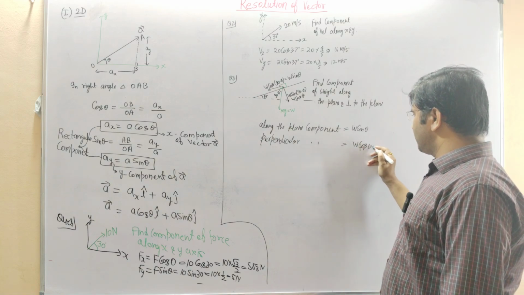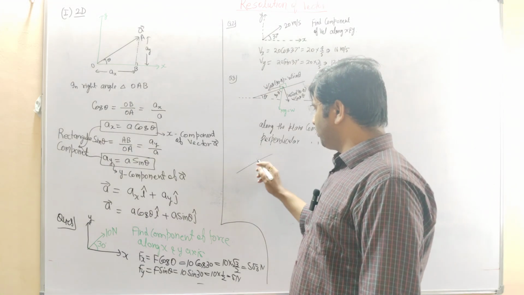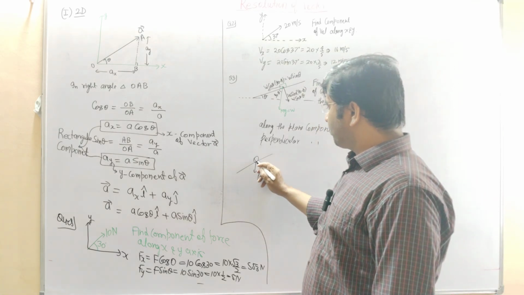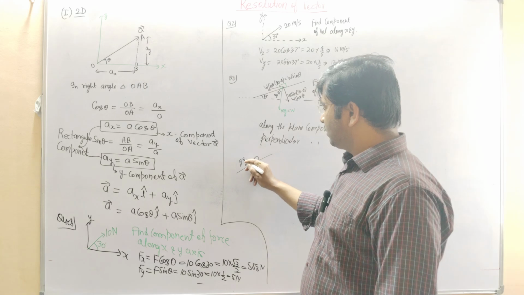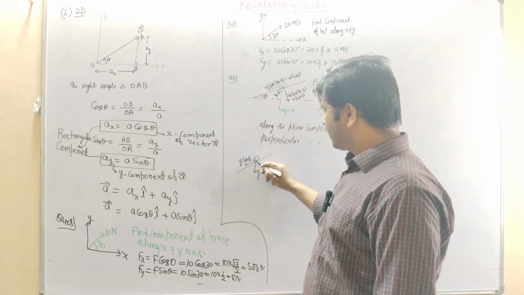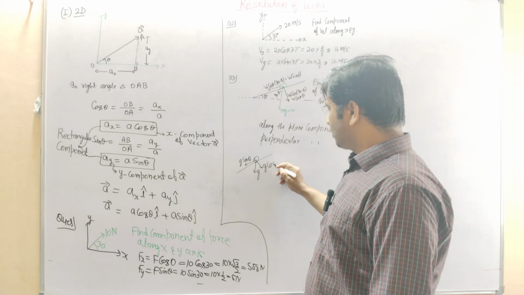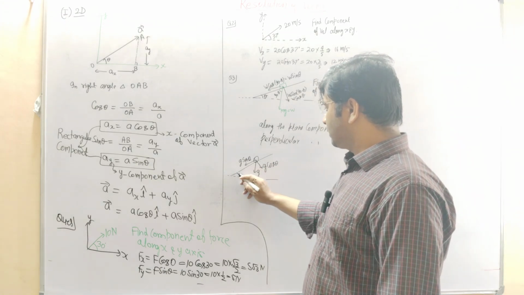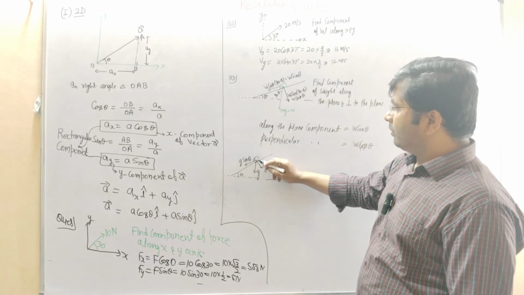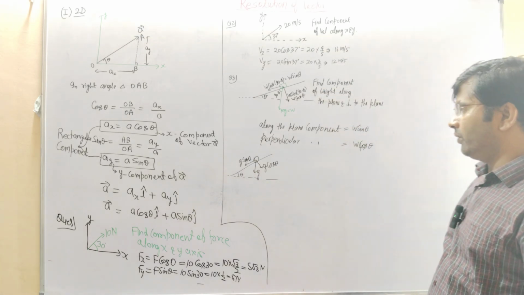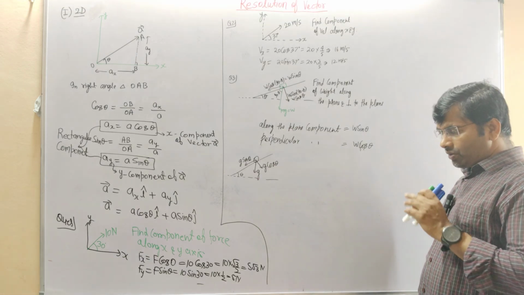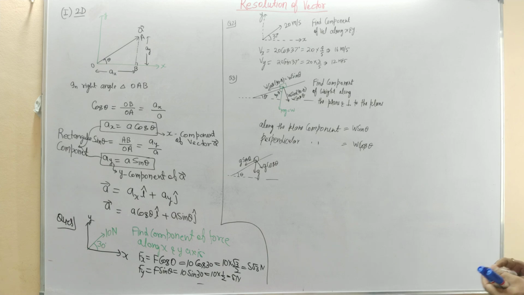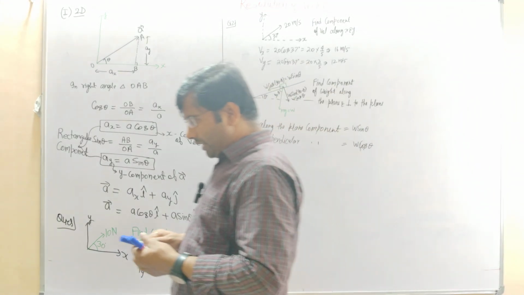If any body is there and g is acting downward, gravitational acceleration downward, what is the component of acceleration along the plane? g sin theta. What is the component of acceleration perpendicular to the plane? g cos theta, where theta is the angle of inclination. So if the angle of inclination is given, then the weight component along the plane will be weight sin theta, and perpendicular to the plane will be weight into cos theta. So this is how we have to resolve a vector into mutually perpendicular axis directions.